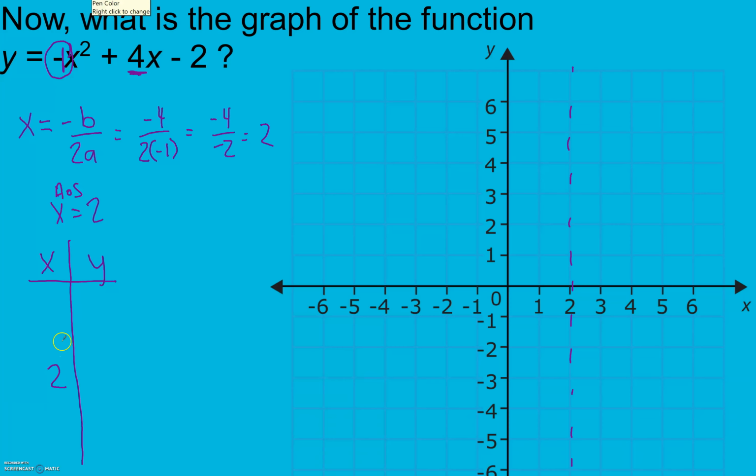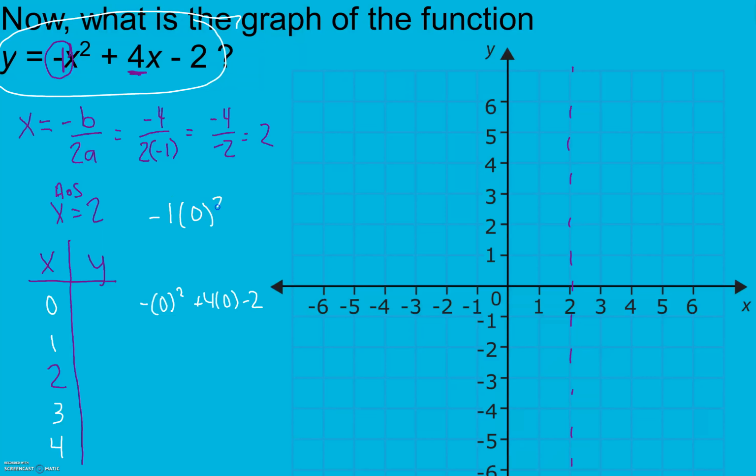Now, I pick 2 numbers on each side. So 2, 1, 0, 2, 3, 4. And I plug those into my function here for my x's. So, -0 squared plus 4 times 0 minus 2. One thing here, guys, make sure that we use exponents first and then multiplication. This is just like if I had -1 times x squared plus 4 times x minus 2. So again, make sure we use exponents first and then that multiplication with the negative. Here I'm going to get -2.